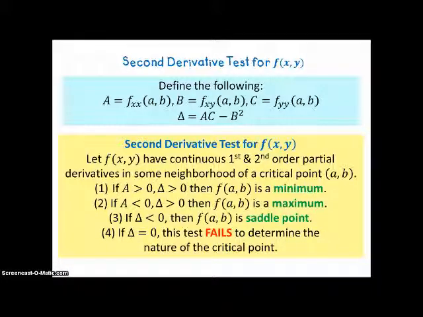So it's similar to the second derivative test in single variable calculus, but a little bit more complex. Now, the proof of all this is in your text, should you care to read it.